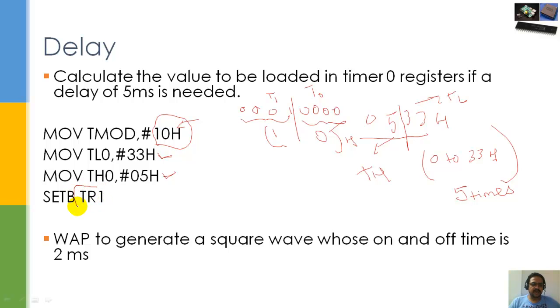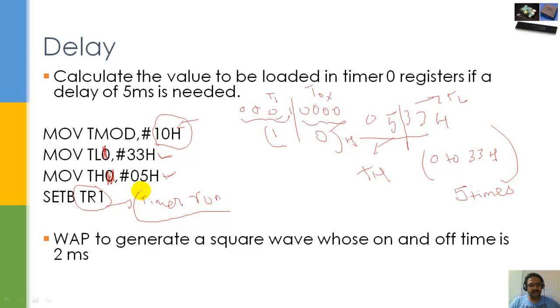Now I told you about TR. Remember, while talking about the registers associated with the timer, we spoke about TR1, TR0 and everything. Okay, this is a typo. This should be 1. This is TL1, TH1, not TL0, TH0. This is a typo, so please correct it, because I am using timer 1. Even if you expand this, timer 1 is being used, timer 0 is not being used. So move TL1 33H, move TH1 05H, SETB TR1. I told you this is for timer run.